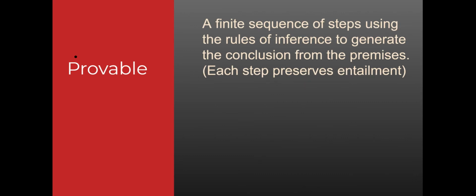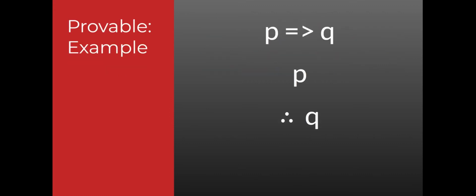First, we're going to define what provable is, though, and it's a fancy phrase: it's a finite sequence of steps using the rules of inference to generate the conclusions from the premises, where each step preserves entailment. This is lovely. Let's look at a couple of examples.